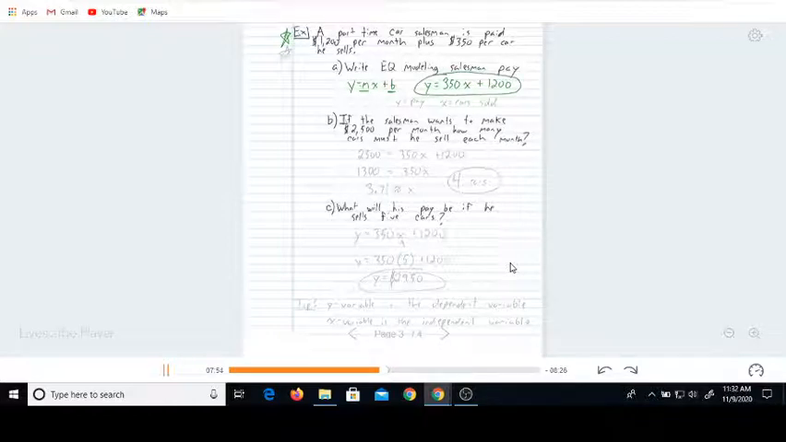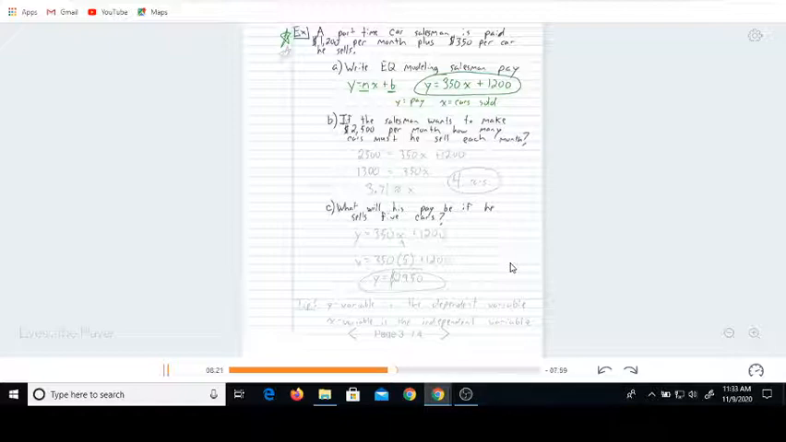And it's very, very important that you know what the variables represent. So we know in this example, y represents pay, x represents cars sold. If you look at the math there, he's getting $350 per car sold. So that's why it's being multiplied. And then we add 1,200. When we add those two together, we get y, which is his pay.